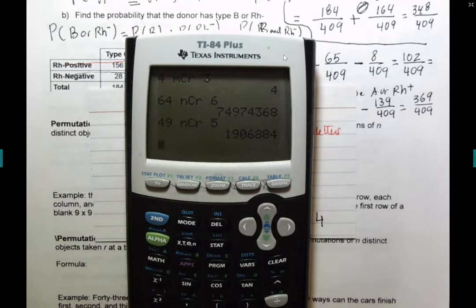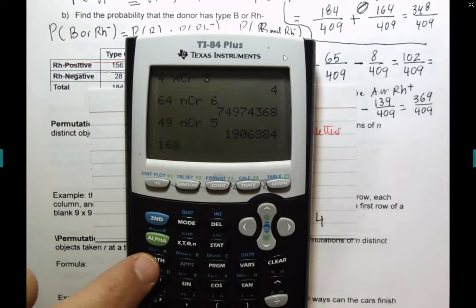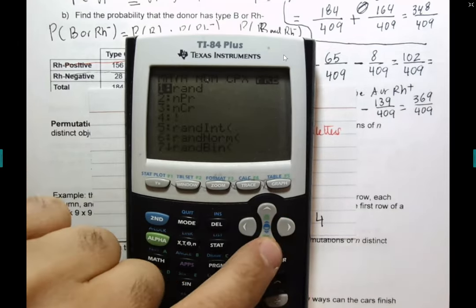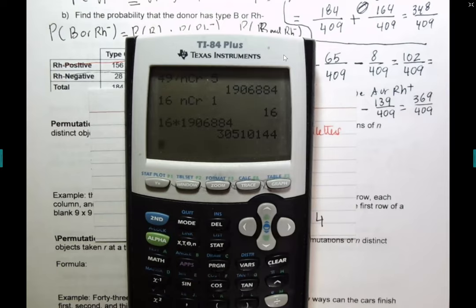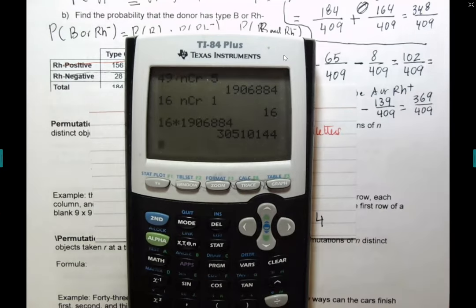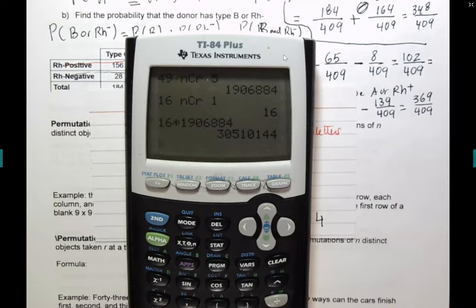So we have to do 16, and then math. One, you choose one. And then you multiply those numbers, guys. So it's 16 times 1906884. I think there are more combinations than this, more than 30 millions. So probably it's not 16, I'm not sure what the number is, but what I'm trying to show you guys is that the NCR formula is the formula that they can use to determine how many possible combinations are there.